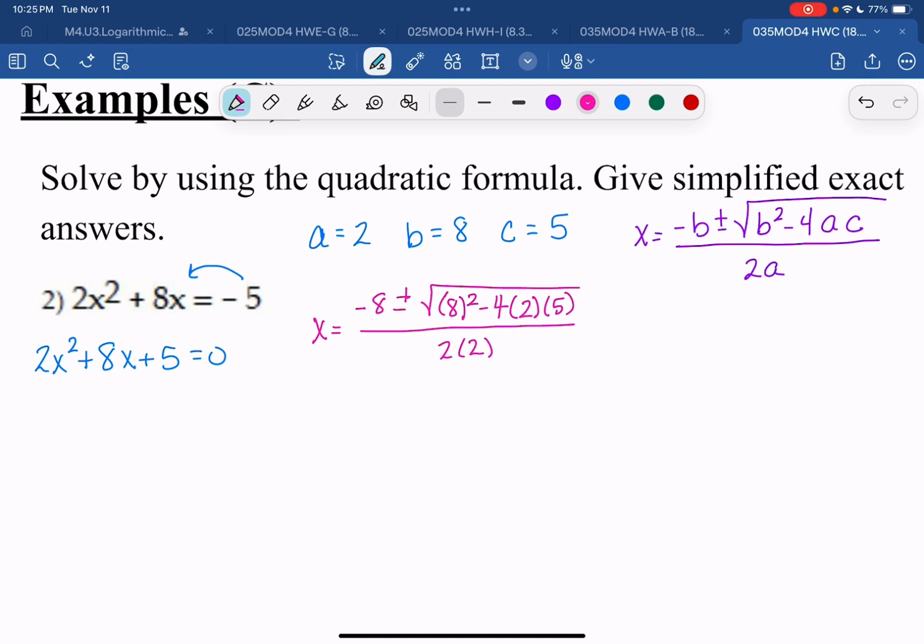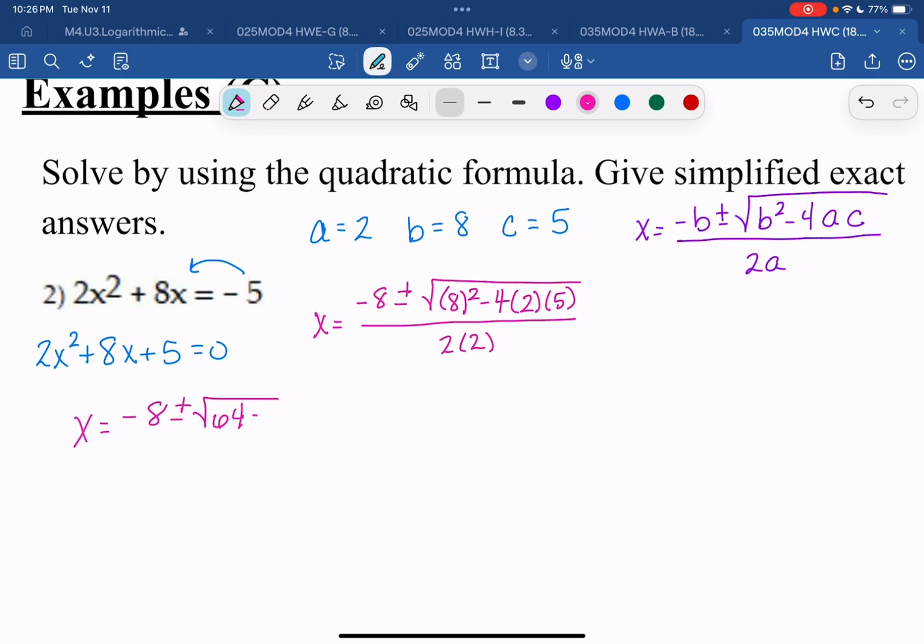Then we clean it up. So x equals negative 8 plus or minus, all right, inside that square root, so I've got 8 squared, 64, minus 4 times 2 times 5, so 40, all over 2 times 2, which is 4. All right, then if I do 64 minus 40 to finish cleaning up the inside of that square root, I can say now I've got negative 8 plus or minus the square root of 24 over 4.